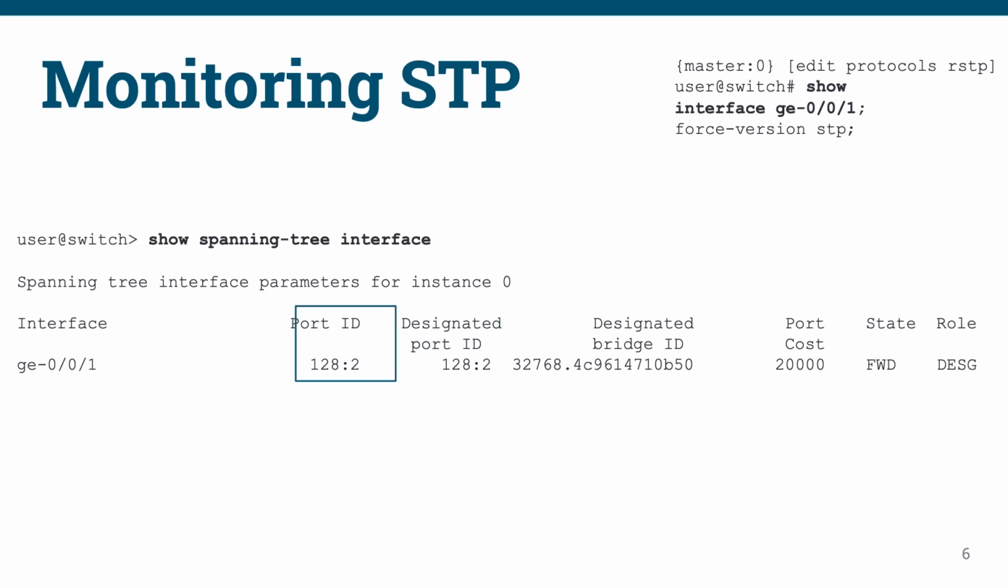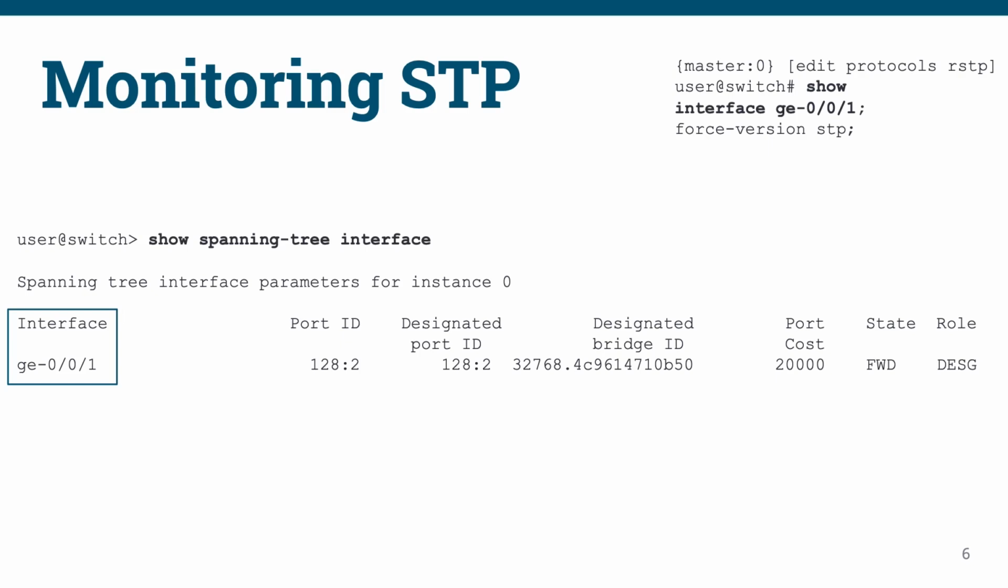Finally, the far left column shows the port ID of each participating interface. The port ID is the local interface's port ID, and the interface is the local interface name that's participating in STP. This port ID could potentially match the designated port ID seen in the other column.